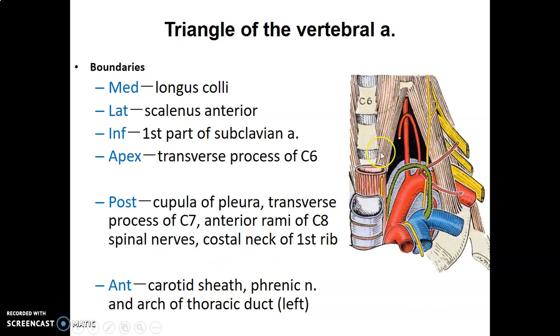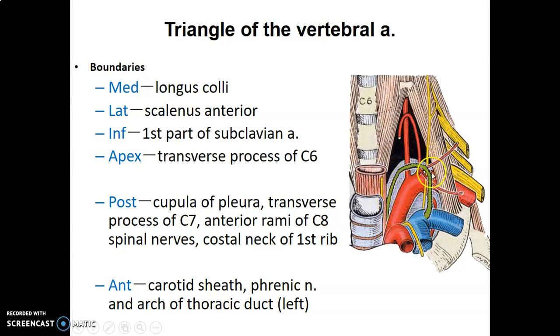Medially, it's formed by the longus colli muscle. Okay, this is a muscle of the neck, longus colli. Laterally it is formed by scalenus anterior. Remember, we said it goes to insert onto the scalene tubercle on the superior surface of the first rib. Then inferiorly, the triangle is formed by the first part of the subclavian artery.